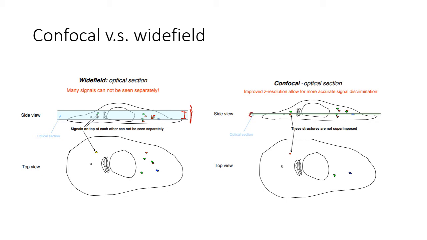Of course, this means that if we want to scan the whole sample, we have to take a lot of slices, and this takes more time. But this is usually the way with microscopy. You buy image quality by spending more time with your sample.